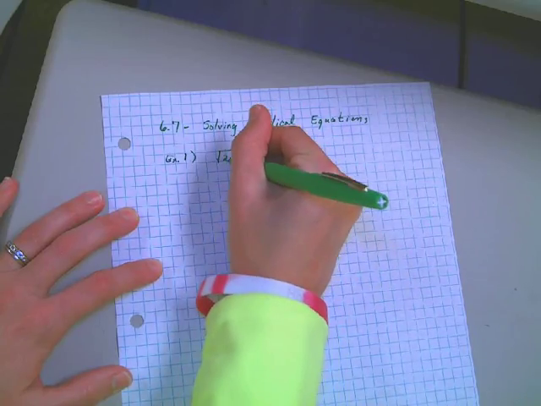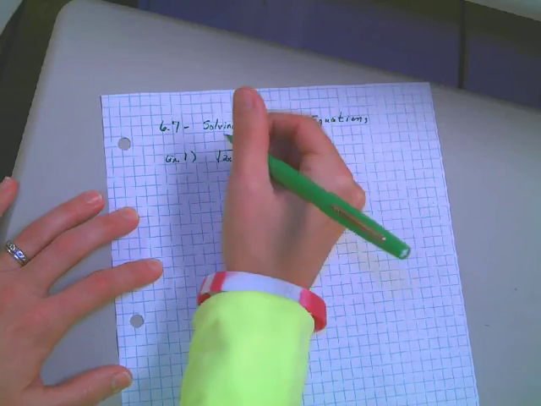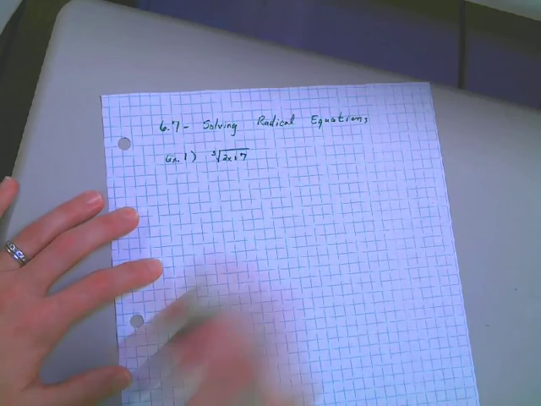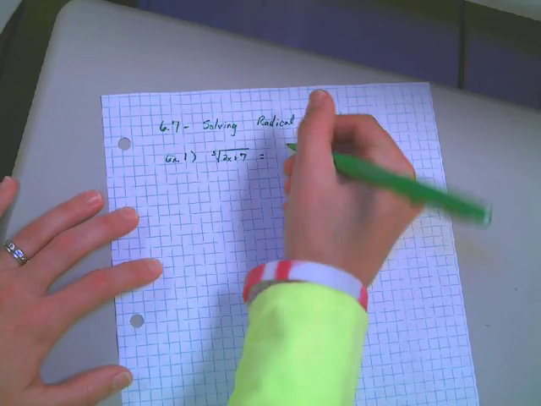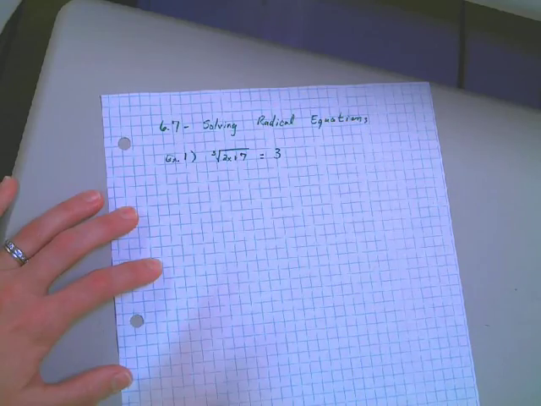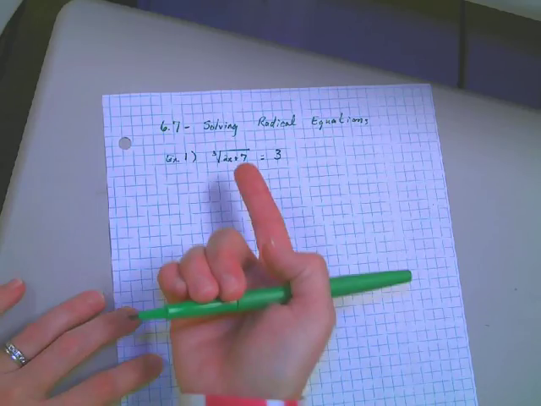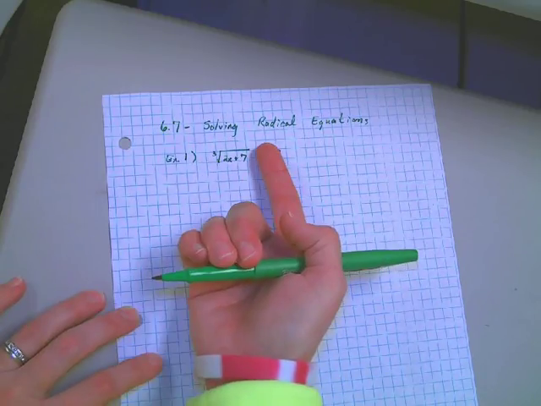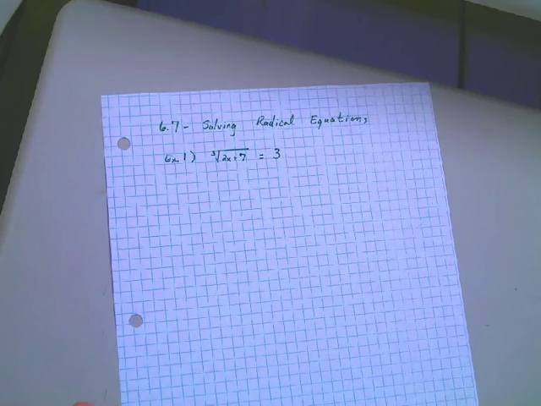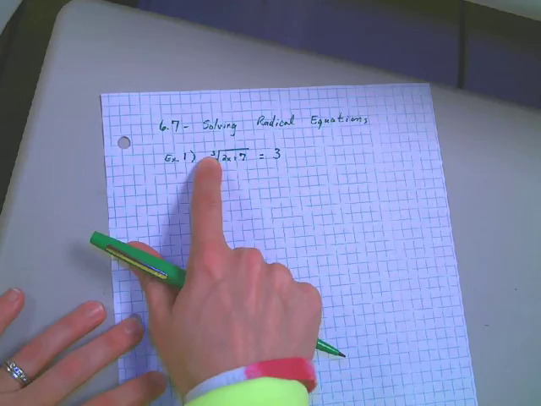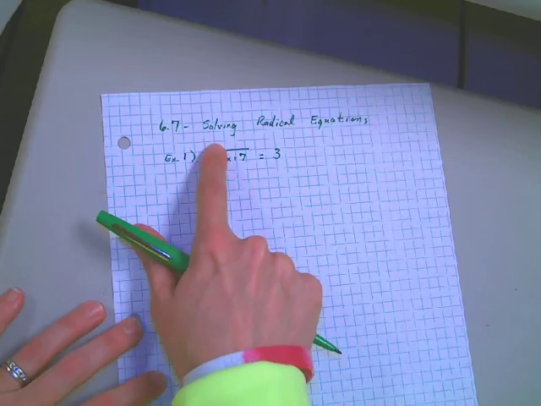If I have the cubed root, which means that the 3 is my index, of 2x plus 7 equal to 3, and I'm trying to solve for x, I have a couple of different options, but ultimately at this point I have to get rid of this radical. I can't square to get rid of the radical, I have to cube this, because the opposite of the cubed root is cubing it.